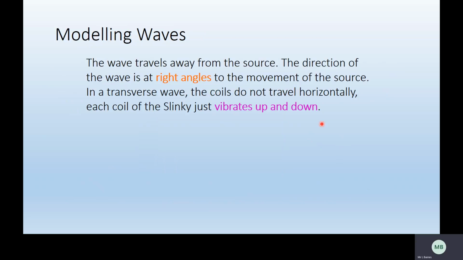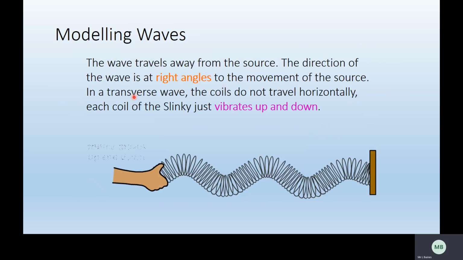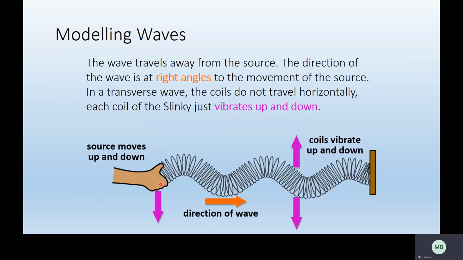Again, we're just going to run through this in a slightly different fashion. So our wave travels away from the source. The direction of the wave is at right angles or perpendicular to the movement. So this is a transverse wave. And you'll notice my source moves up and down. My wave is traveling from left to right, and my coil vibrates up and down. It's not moving left to right. So that's a transverse wave. Just another example, another way of looking at it. If you want to pause and copy down this diagram as well, I strongly suggest that you do.